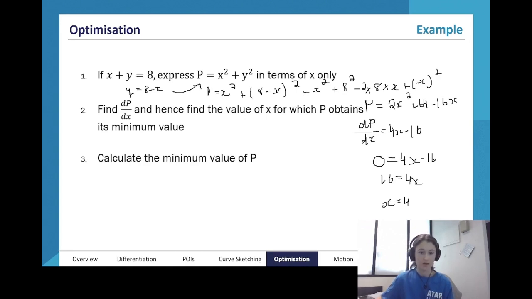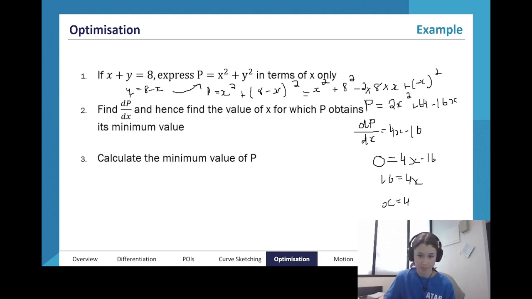But the kind of typical way to do this, because you're most likely not going to get something as simple as a quadratic, is to use a second derivative test or to use the table of values, like we were doing before when we were determining the nature of a stationary point. So, our second derivative test is what I'm going to do.